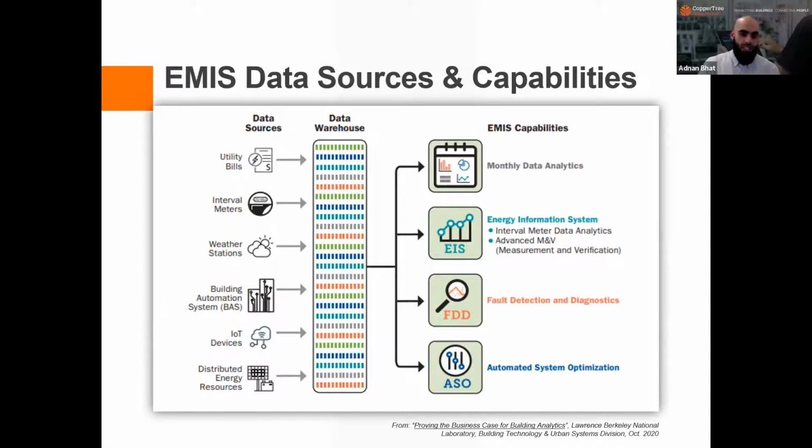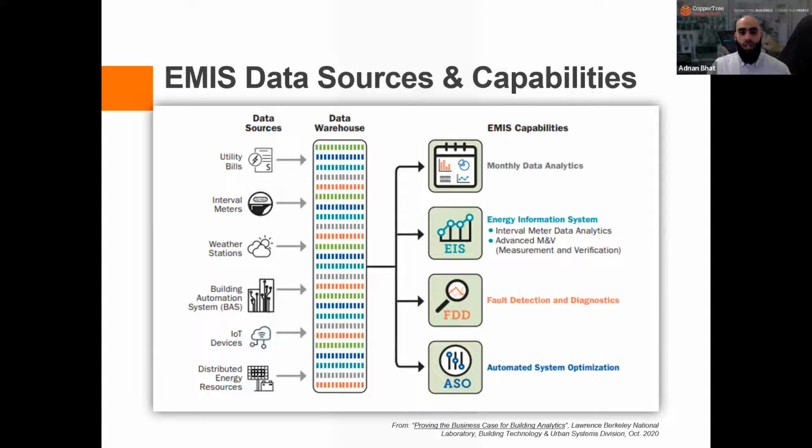Some of the things that we discussed in the previous slide: energy information system, FDD, fault detection diagnostics, automated system optimization, ASO. It is also important to note that different EMIS providers offer these capabilities in different ways. So at CopperTree Analytics, for example, our EMIS provides all these capabilities of EIS, FDD, ASO, and monthly data analytics within two main platforms. Our EIS platform is called Kaizen Energy, and Kaizen FDD is our FDD platform.